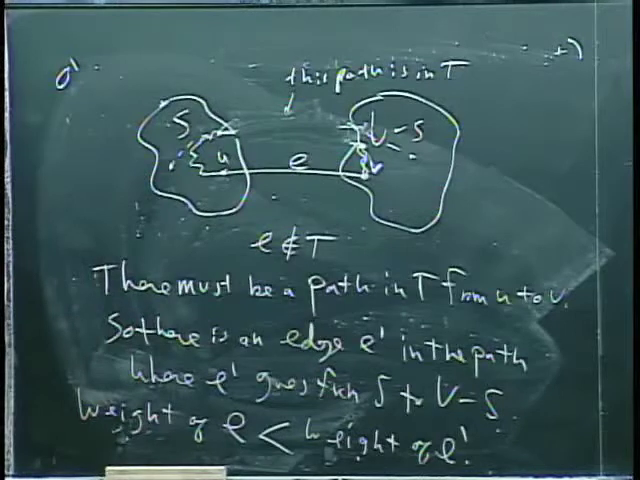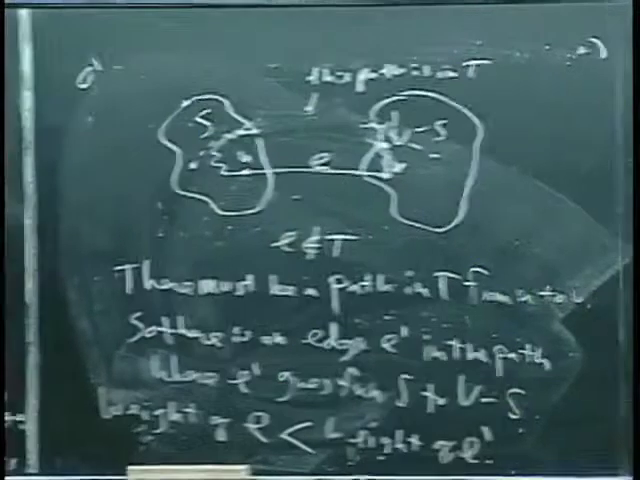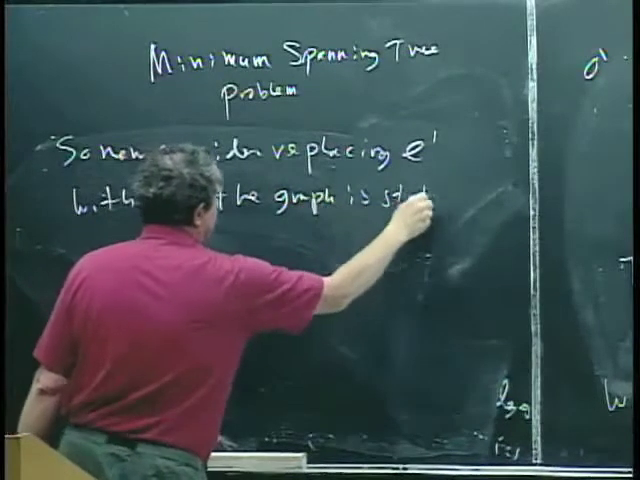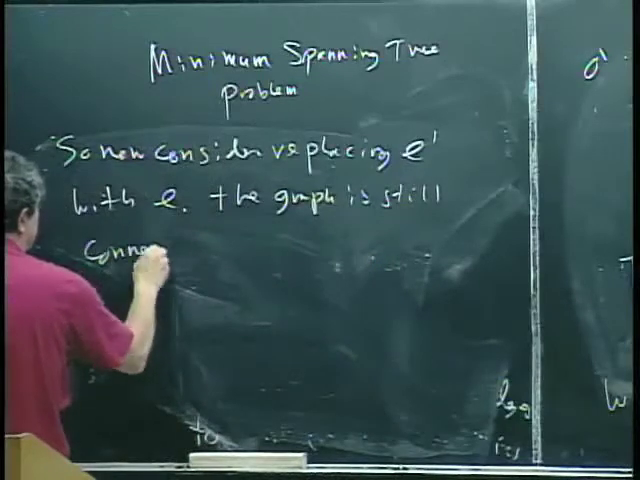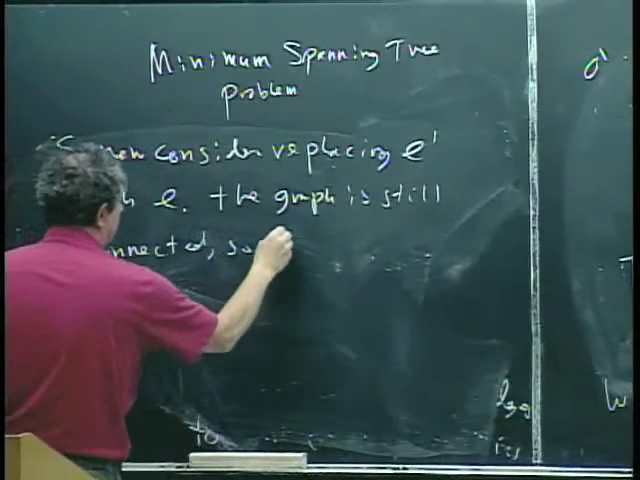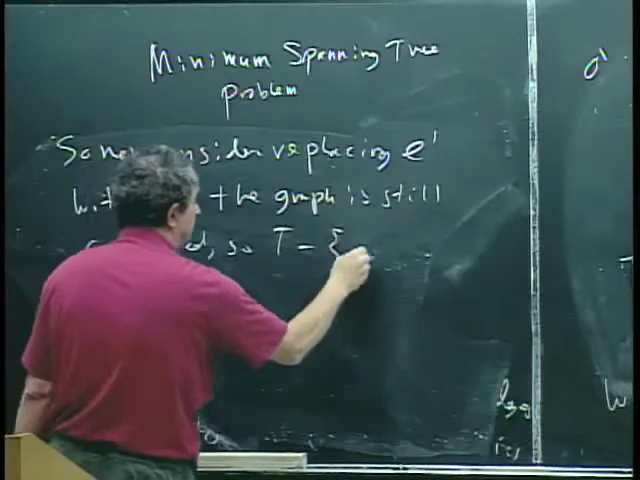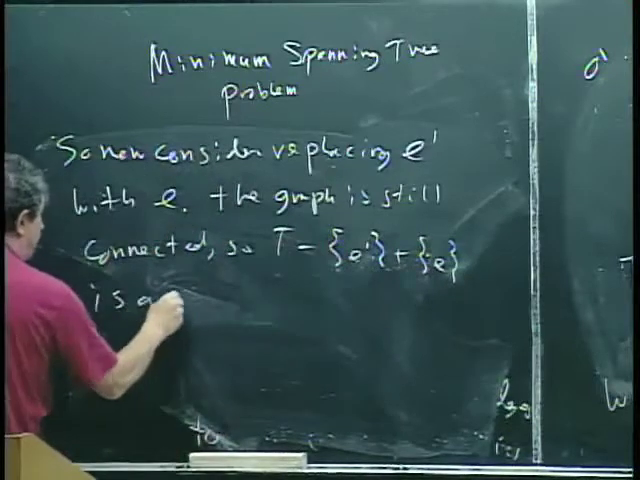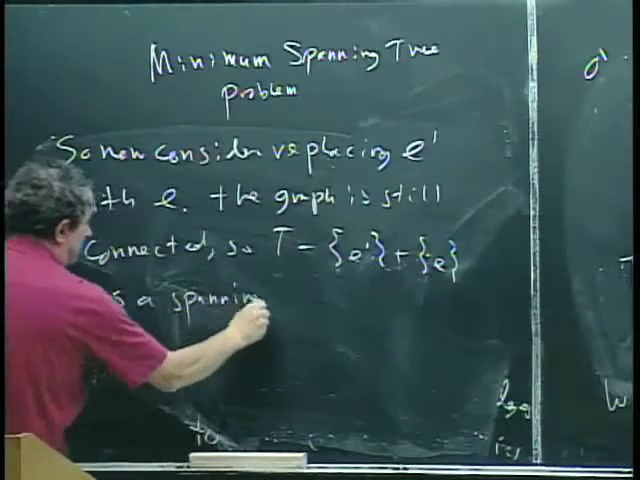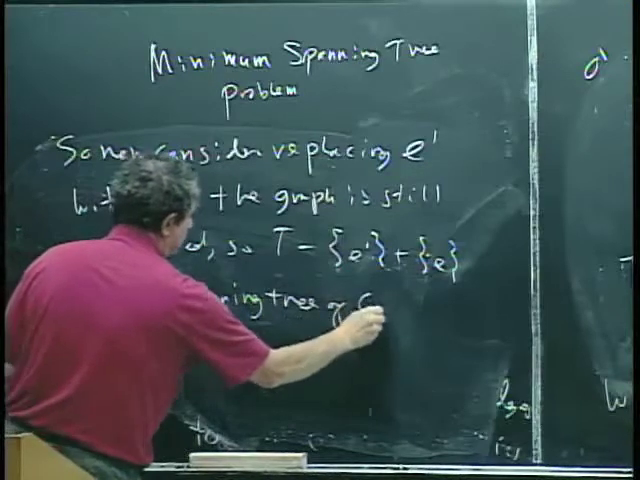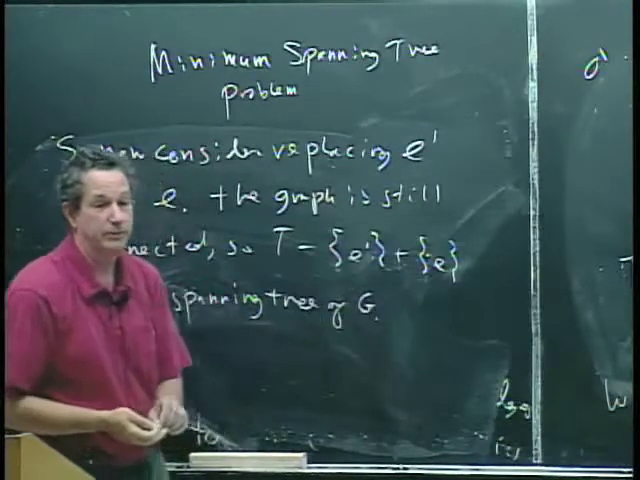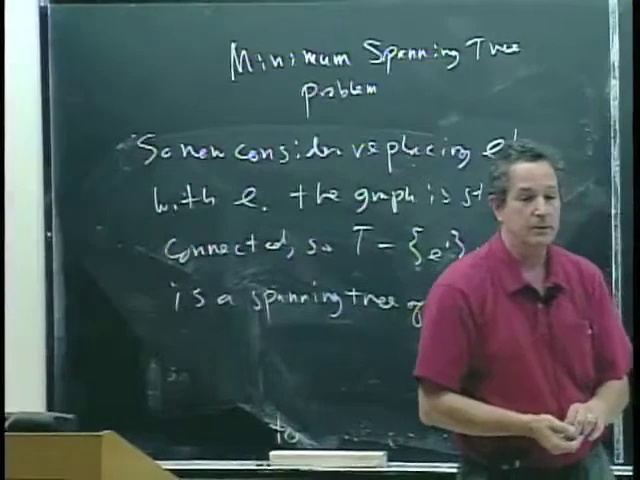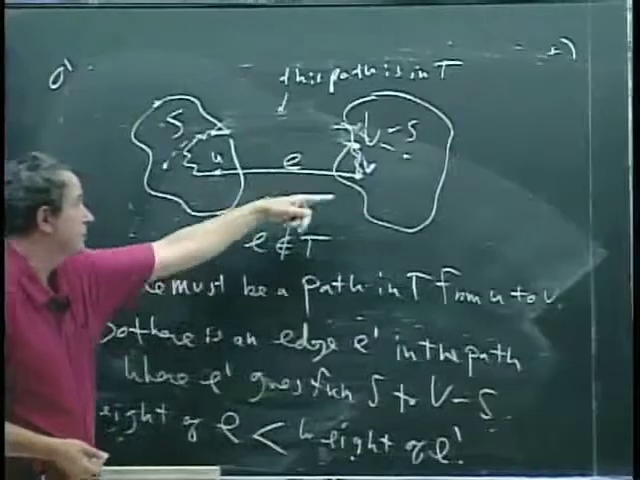Now consider replacing E prime with E. The graph is still connected. So T minus E prime plus E is a spanning tree. So this is another spanning tree of G. But what's its total cost in comparison to T? It's less, because this cost was strictly less than this cost.